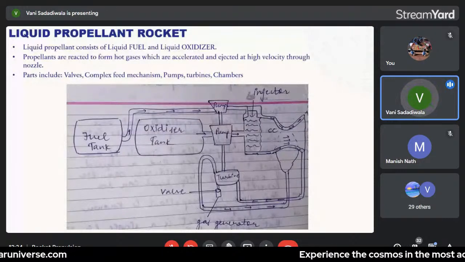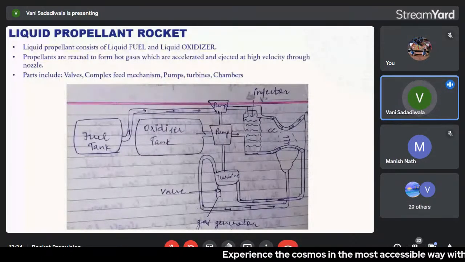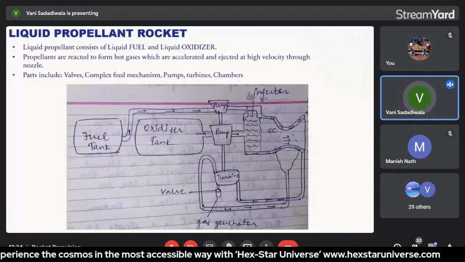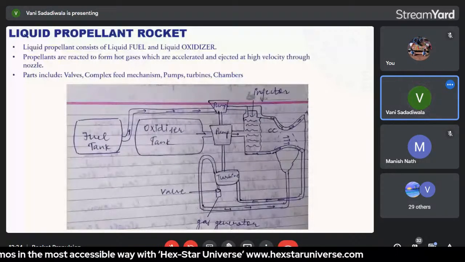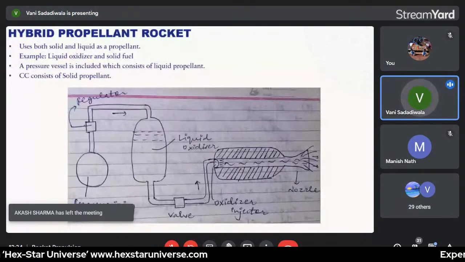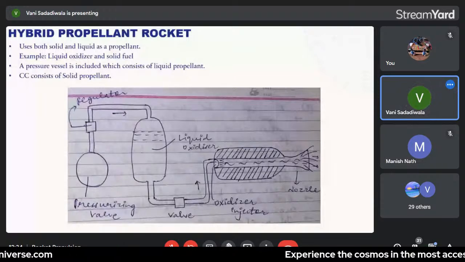The third is the hybrid, which uses solid and liquid as a propellant. And in this condition, the pressure vessel is major, which contains a liquid propellant, and it allows it to flow through the pipeline into the combustion chamber, which allows the oxidizer to be injected using the fuel sprays.